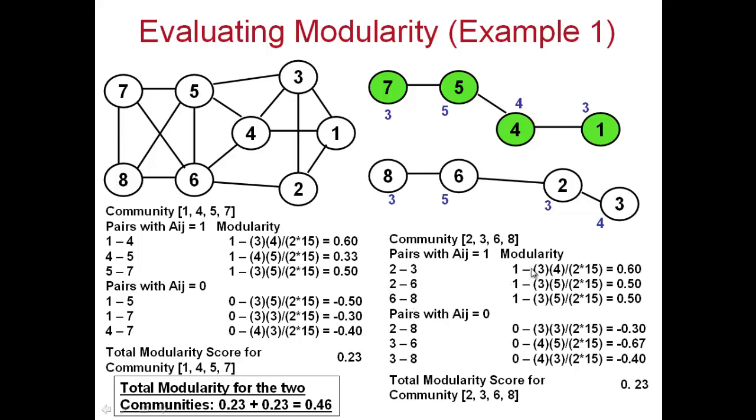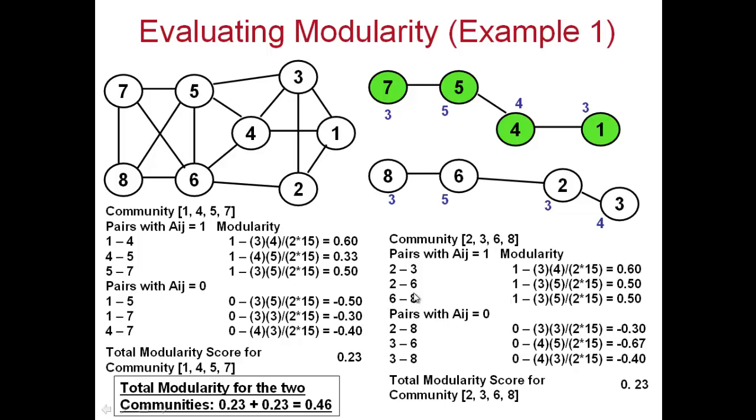So it will be 1 minus the product of the degrees. For 2 and 3, the degrees are 3 and 4. Again, vertex 2 has degree 3 and vertex 3 has degree 4. So that's why it is 3 and 4, divided by 2 times 15, so that's going to be 0.6.